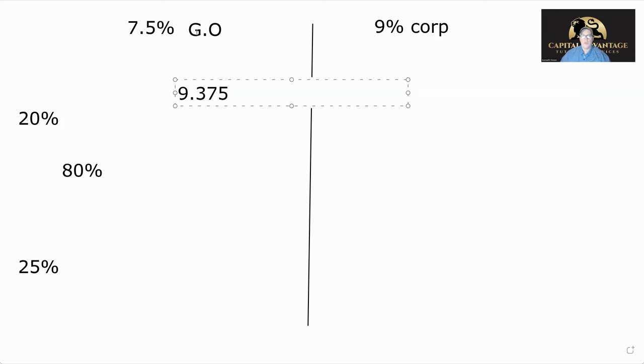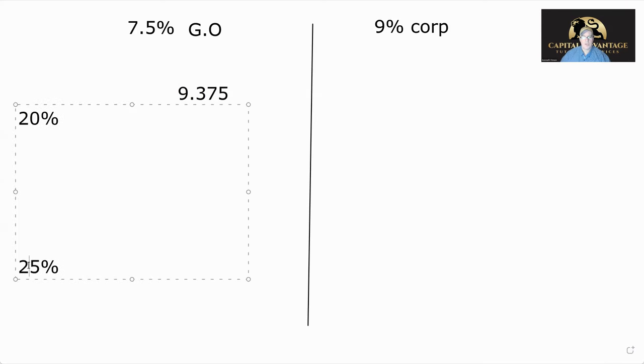Just to make it a little fun, I'm going to change this number. Ooh, I shouldn't have done that one, huh? Okay, I'm going to change this number to 15%. That's very much the low end of the tax bracket, because remember, rich people buy munis, poor people buy corporates.